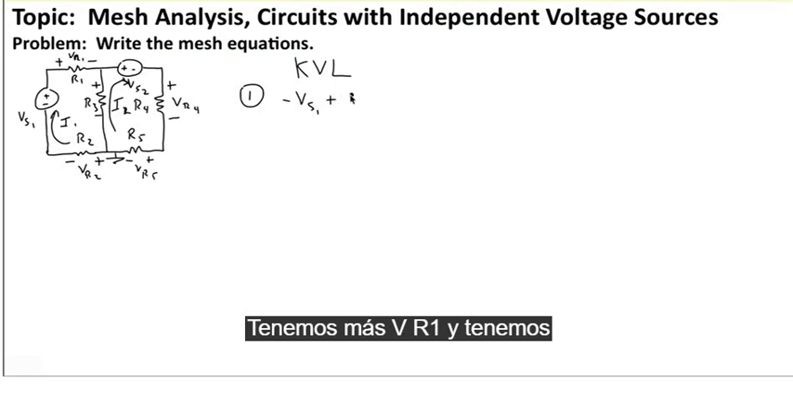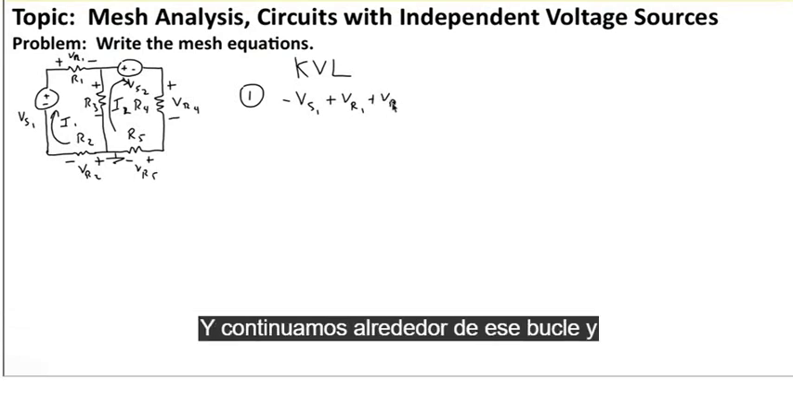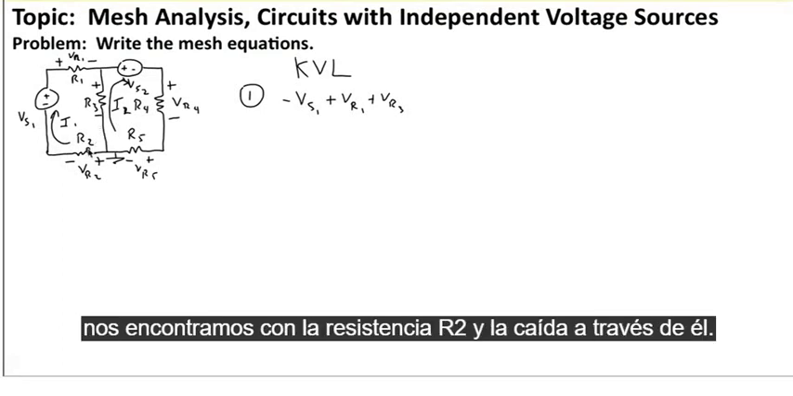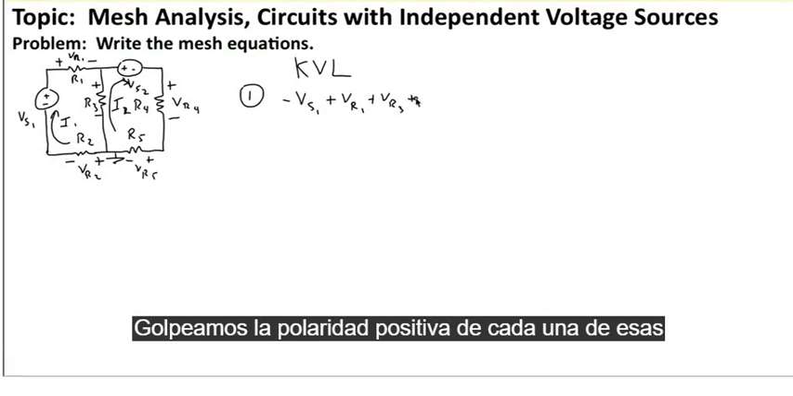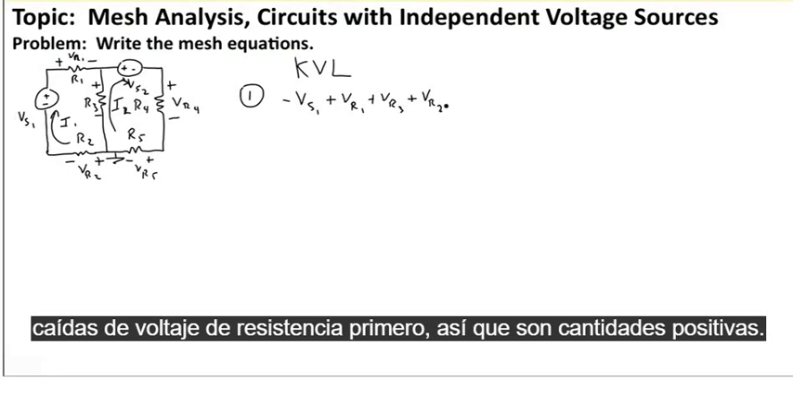We have plus VR1, plus 3K times I1 minus I2 minus I3. Continuing around that circuit, the voltage drop across R3: we have plus VR3. And we continue around that loop and encounter resistor R2 and the voltage drop across it, VR2. We get the positive polarity first when summing around this last resistor, so plus VR2.